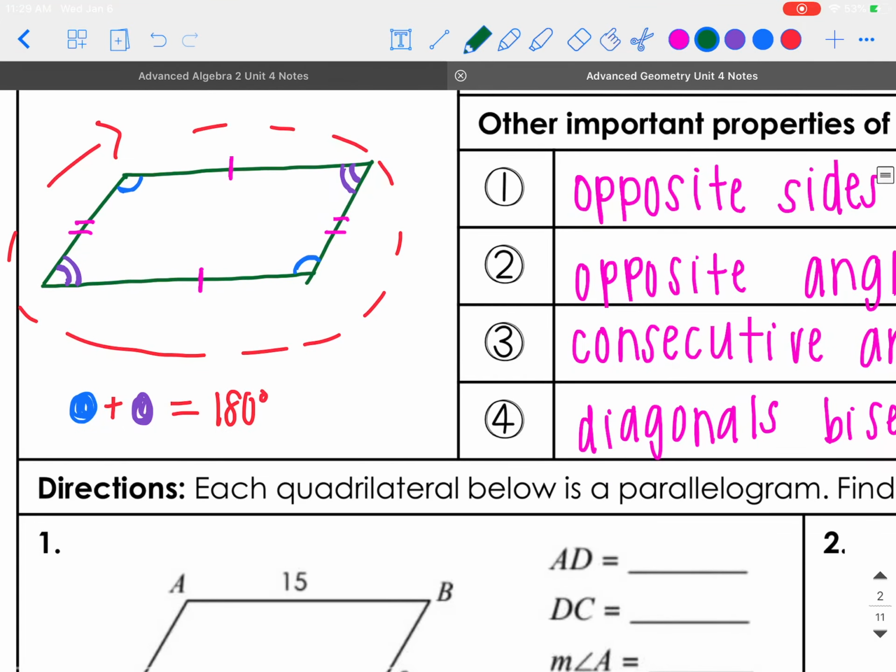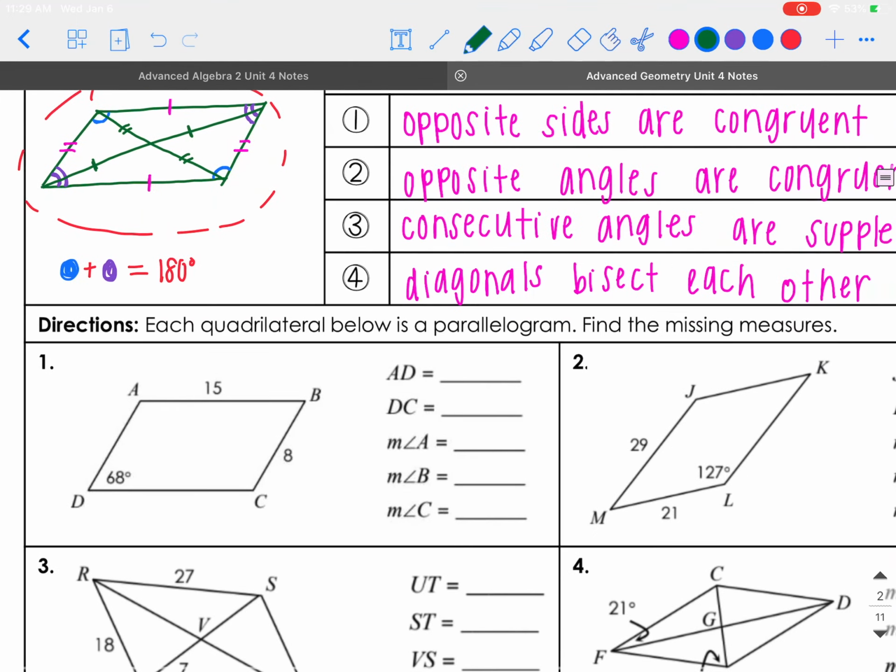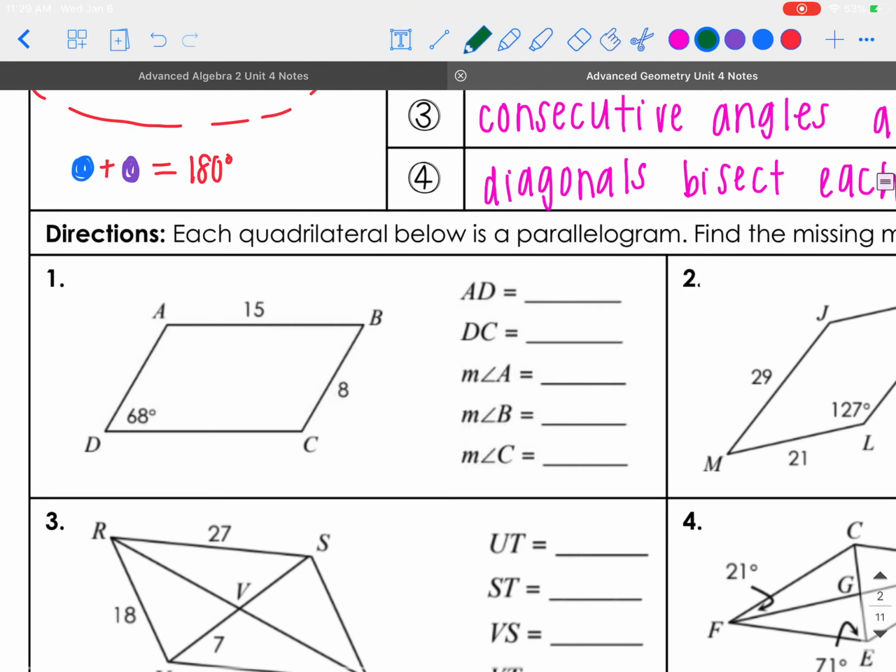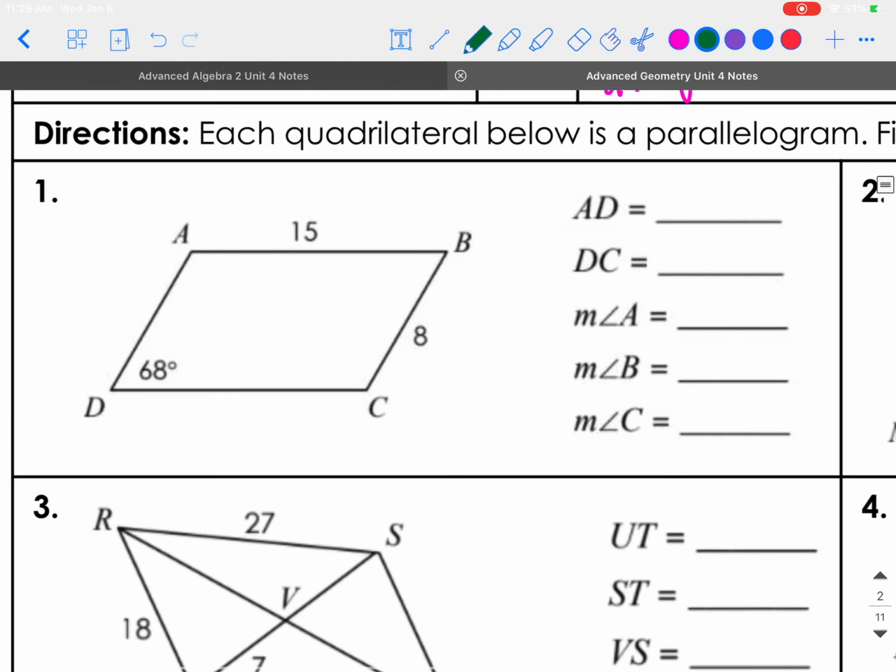And then diagonals, a diagonal is the line that connects these opposite corners, like that. And when I say that diagonals bisect each other, that means they're each cut in half. So a lot of things going on, and that you just kind of have to remember. So we'll start out pretty easy.